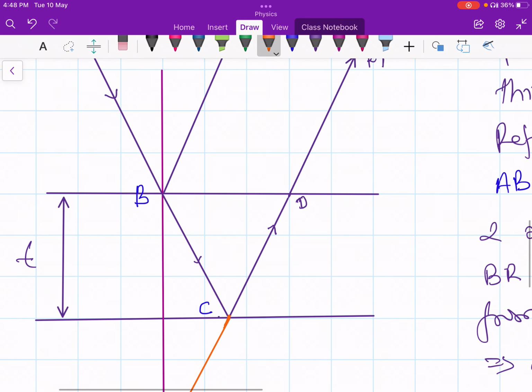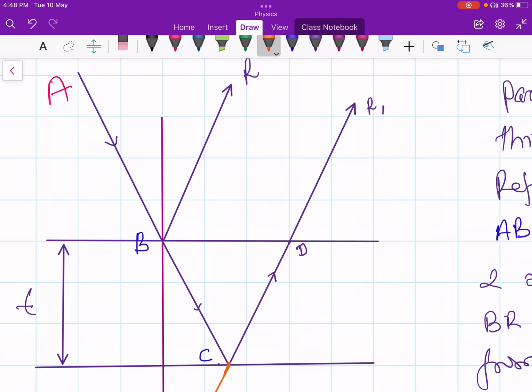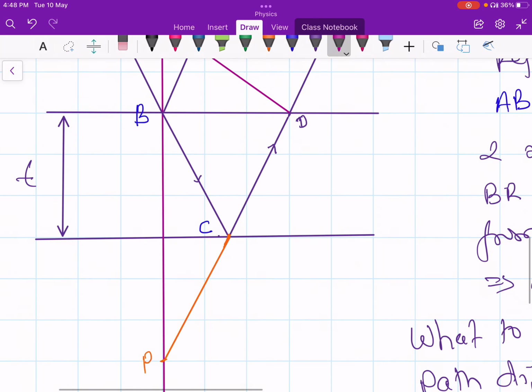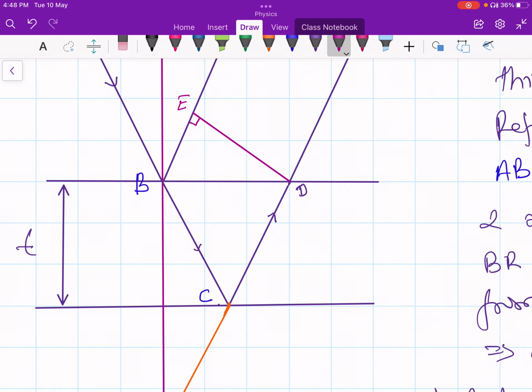So from point C, I have extended this in the backward direction. This is my point, let's say, P. I have extended CD in the backward direction so that the line intersects the normal at point P. One more thing I am going to do is draw a normal from point D on ray BR. Let's say this point is E. So DE is the normal on BR. And one more normal I'm going to draw, from point B on CD, and that point is, say, F.